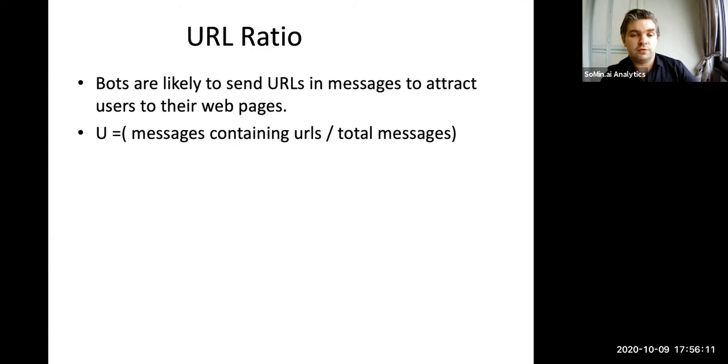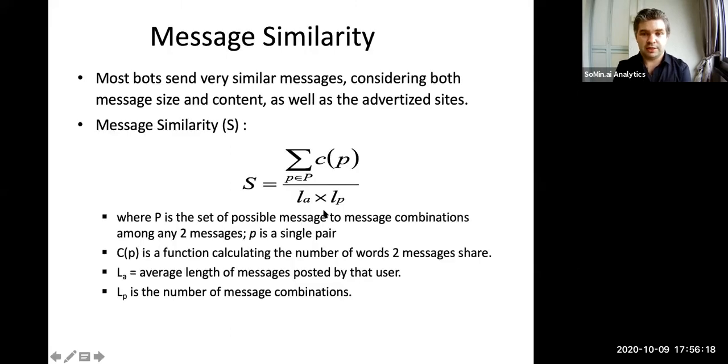So if you compute messages containing URLs and the number of total messages, you can get this URL ratio that can help you do a better job as a feature for account-level spam detectors.